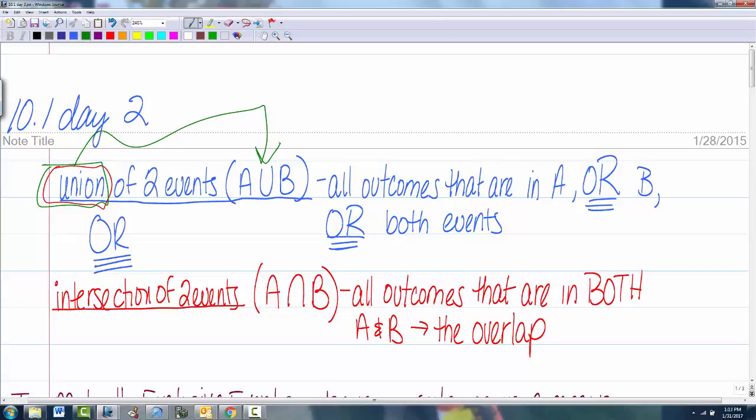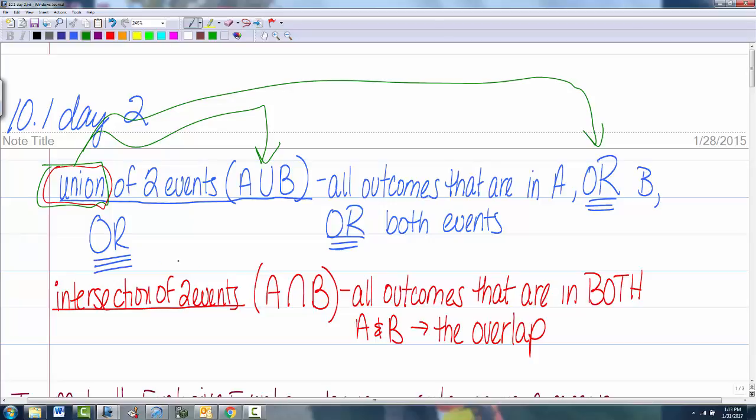That is a U. U means union. Union means bring together. The word or goes along with dealing with unions, and it actually means the probability of this or that happening. You add those two together to get the overall probability. And you'll see that coming up here.